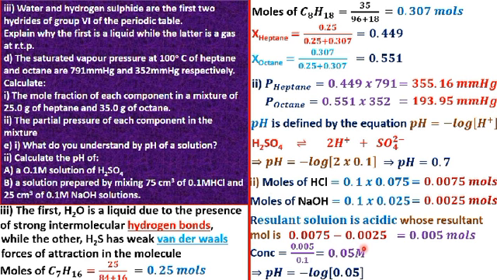Then we can use our formula for pH, which is negative log of the hydrogen concentration. So we have 0.05. Simplifying that, you have an answer of 1.3. So that's the pH of that solution. Great.